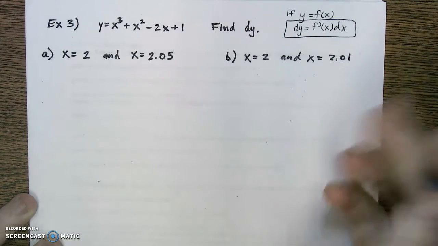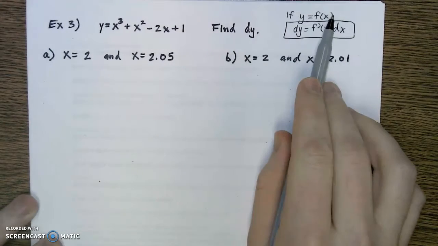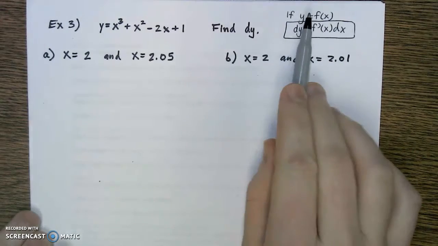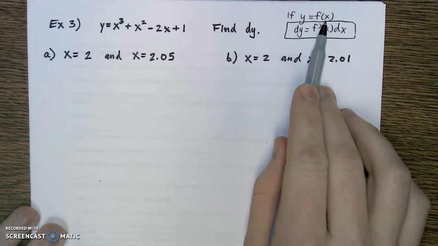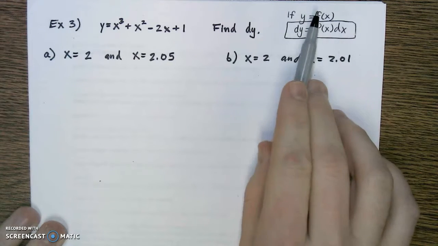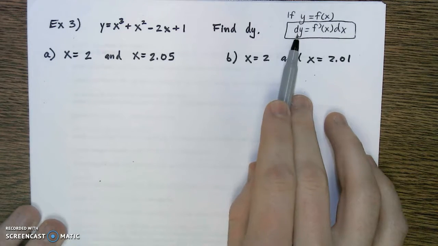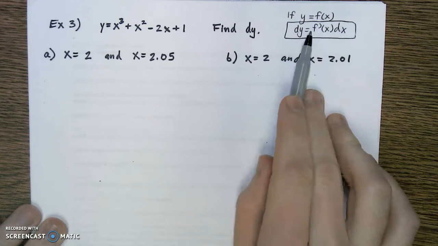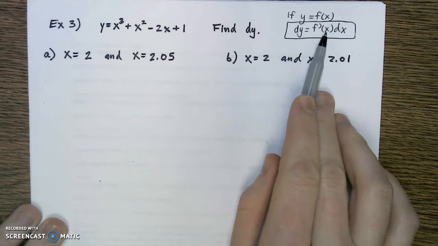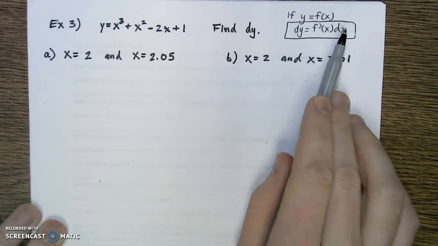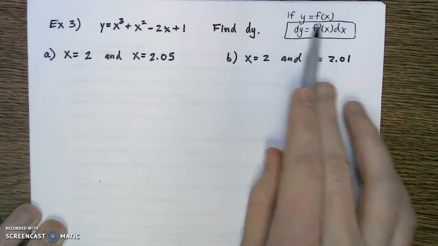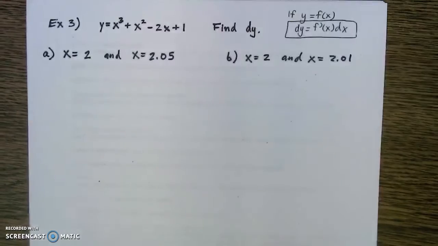So think about the fact that f of x we sometimes call y. So we can say y equals f of x. If I take the derivative of both sides, then the derivative of y we can call dy. The derivative of f of x is f prime of x, and then dx. So this is our equation for differentials, and that's what we're going to use to find dy.